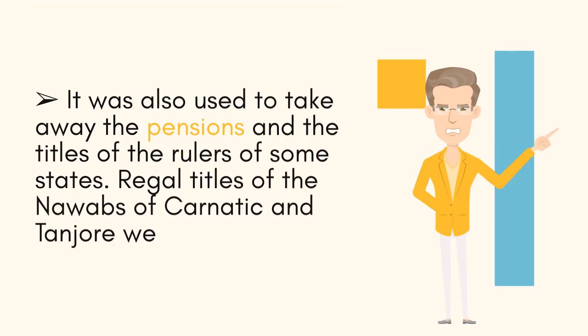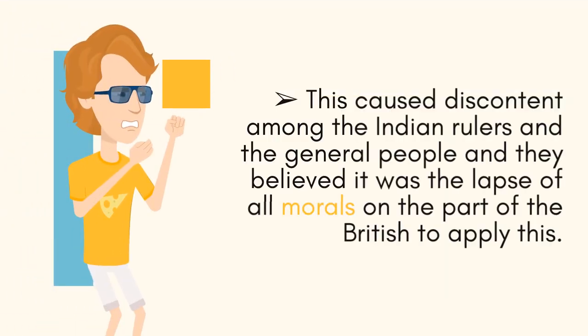It was also used to take away the pensions and the titles of the rulers of some states, such as the regal titles of the Nawabs of Karnataka and Tanjore. This caused discontent among the Indian rulers and the general people, and they believed it was the lapse of all morals on the part of the British.